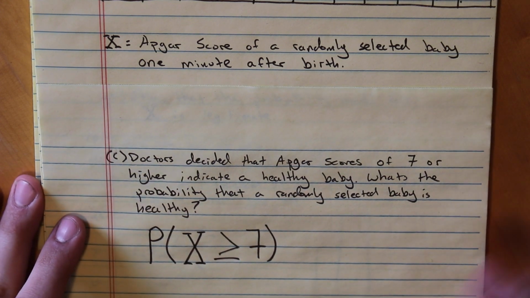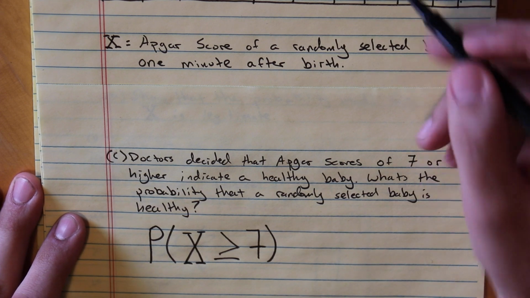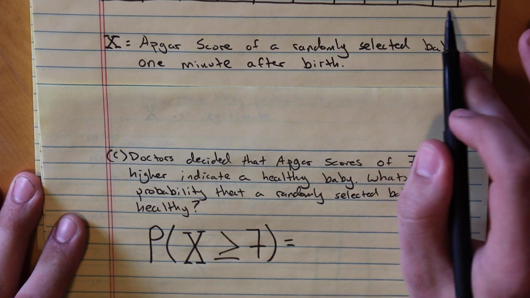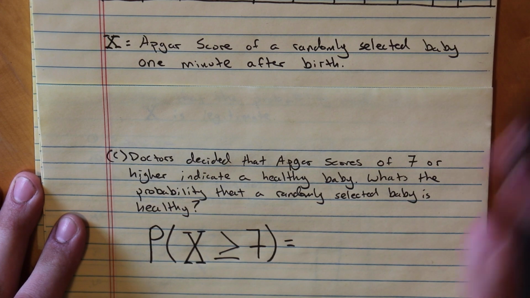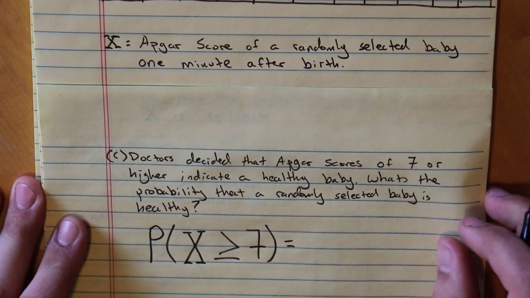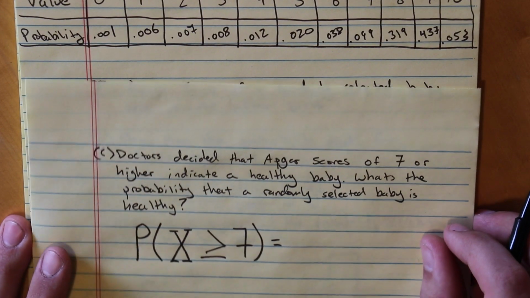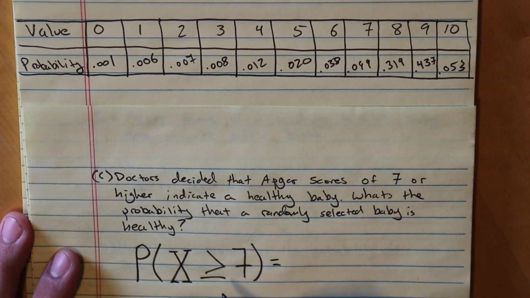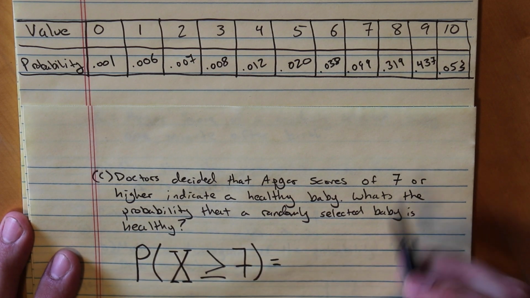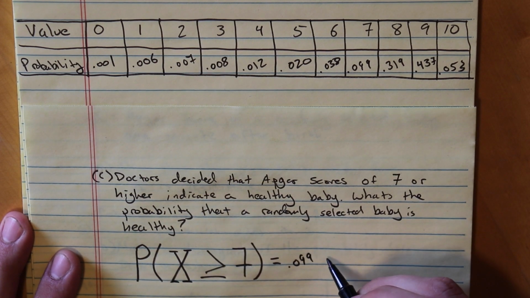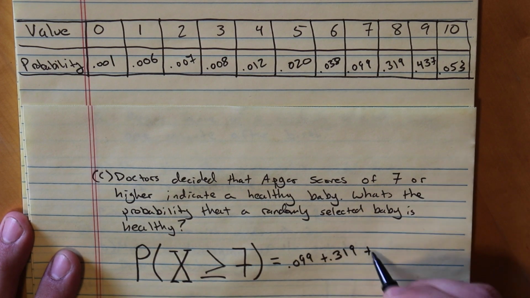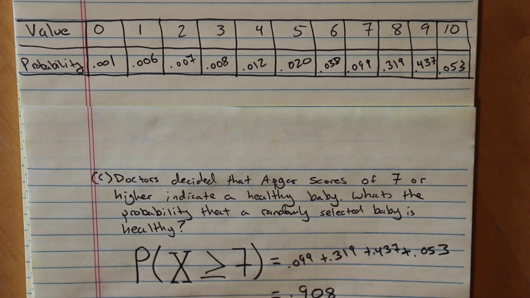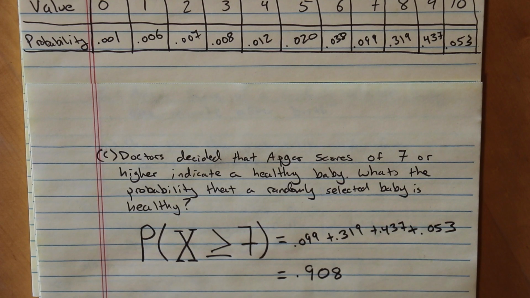Well, the probability that it's at least 7 is going to be the probability of these added up. So these are all healthy babies, and all we have to do for a discrete variable is add up the probabilities. So here are the probabilities for the random variable x, and if we want the probability of 7 or higher, we'll just add up all the probabilities for 7 or higher. So we get 0.908. It's about a 90% chance that a randomly selected baby is determined as a healthy baby under this definition.